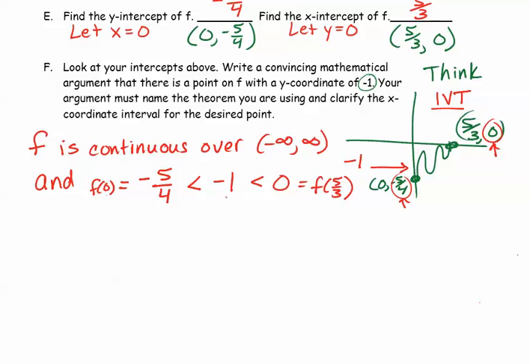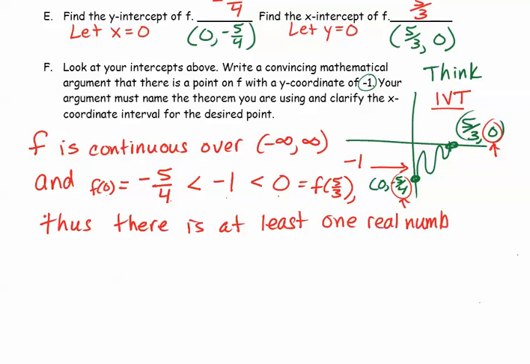So you're simply saying your target fits between two y coordinates. Thus, there is at least one real number c, and now we actually know where c is, so you give us your interval here. C is going to be between our x coordinates of 0 and 5/3. So at least once somewhere on this graph there has to be a value of c where we get a y coordinate of -1.